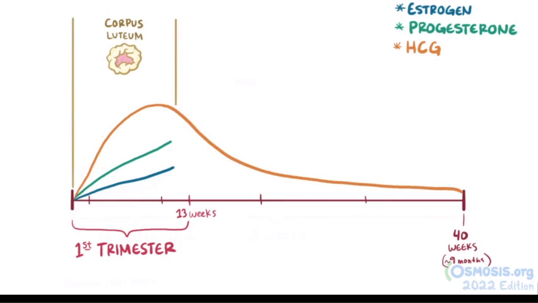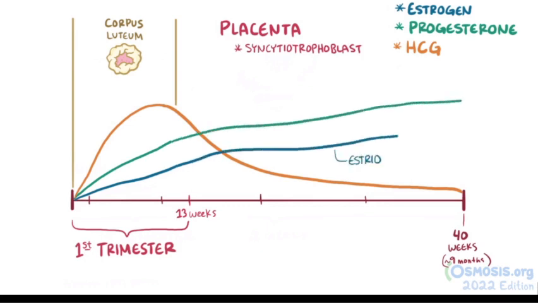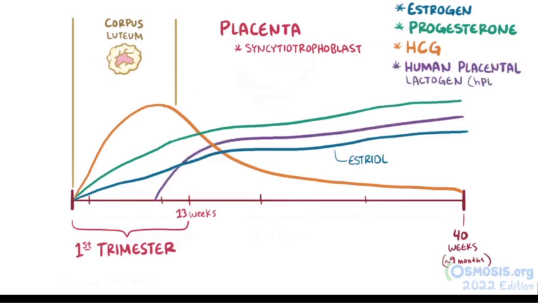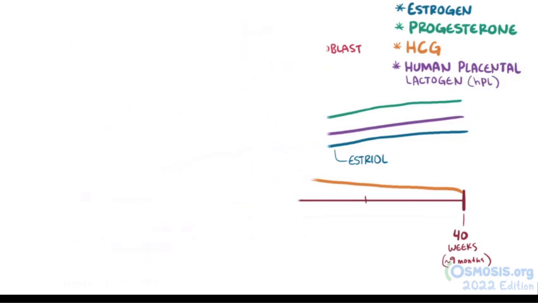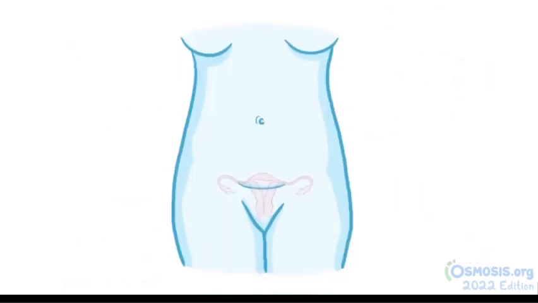Luckily, just as the corpus luteum is shriveling up, the placenta takes over, and specialized trophoblast cells, called syncytiotrophoblasts cells, make progesterone and estriol, which is the most abundant type of estrogen. The placenta also makes a bit of HCG, as well as another hormone called human placental lactogen, or HPL, which counters the effect of maternal insulin to help ensure that there's plenty of glucose available in the blood for the fetus. Many of the changes in pregnancy are directly related to the growth of the uterus.